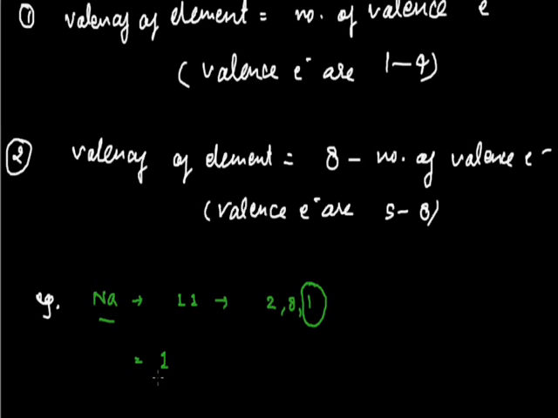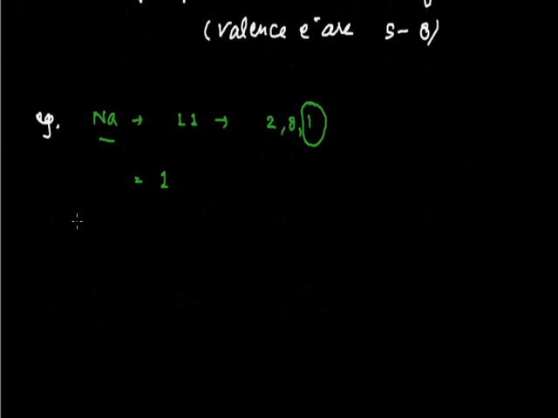Means we can say sodium will combine with another element by contributing only 1 electron. Another example is magnesium. Atomic number is 12. Configuration will be 2, 8, 2. So here valence electrons are 2, so valency will be 2. If you want to find out the valency of nitrogen, the atomic number of nitrogen is 7 and configuration will be 2, 5. Now valency will be 8 minus the number of valence electrons, that is 5. So valency will be 3.